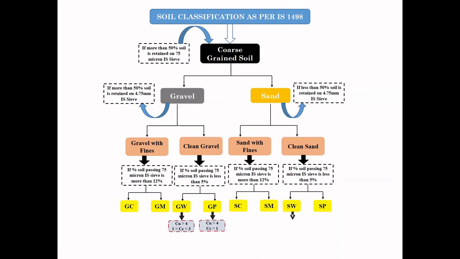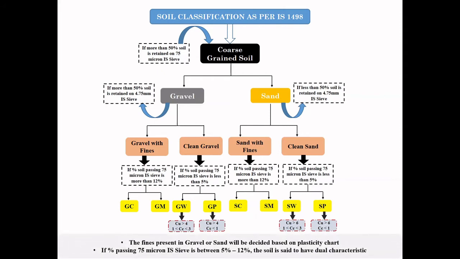Similarly, if the value of Cu is greater than 6 and the value of Cc is between 1 and 3, the soil is said to be well graded sand. And if the value of Cu is greater than 6 but the value of Cc is less than 1, the soil is said to be poorly graded sand.